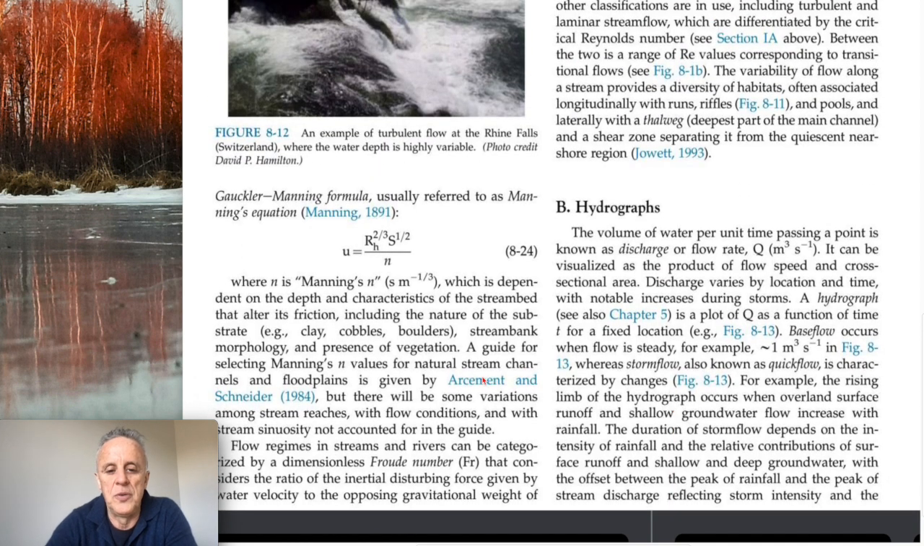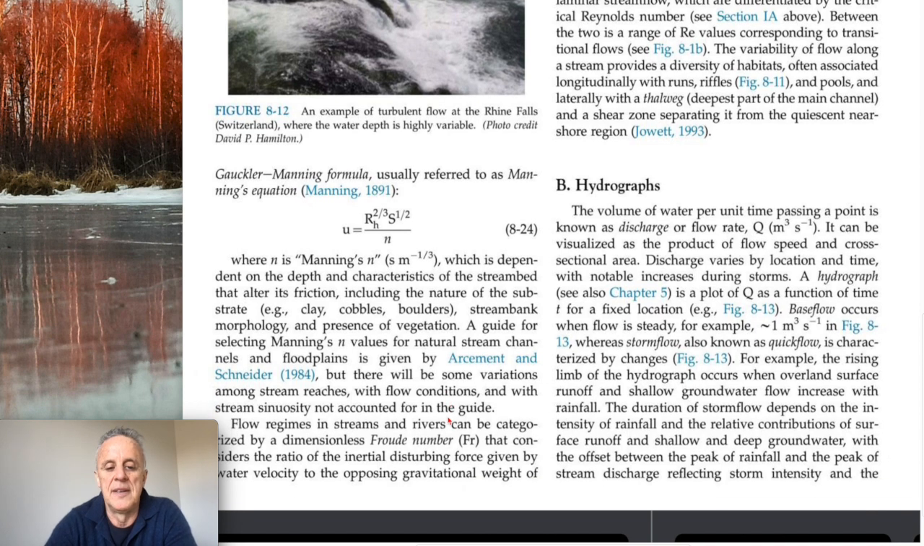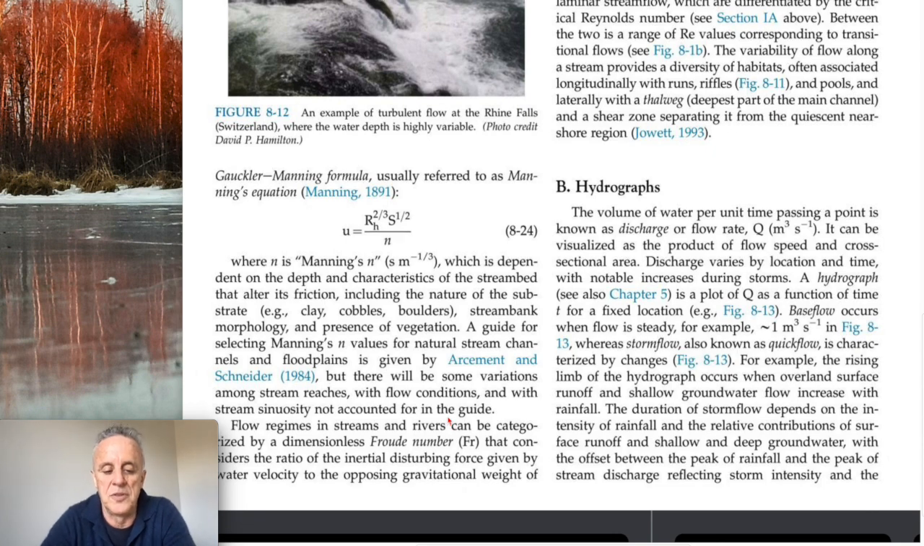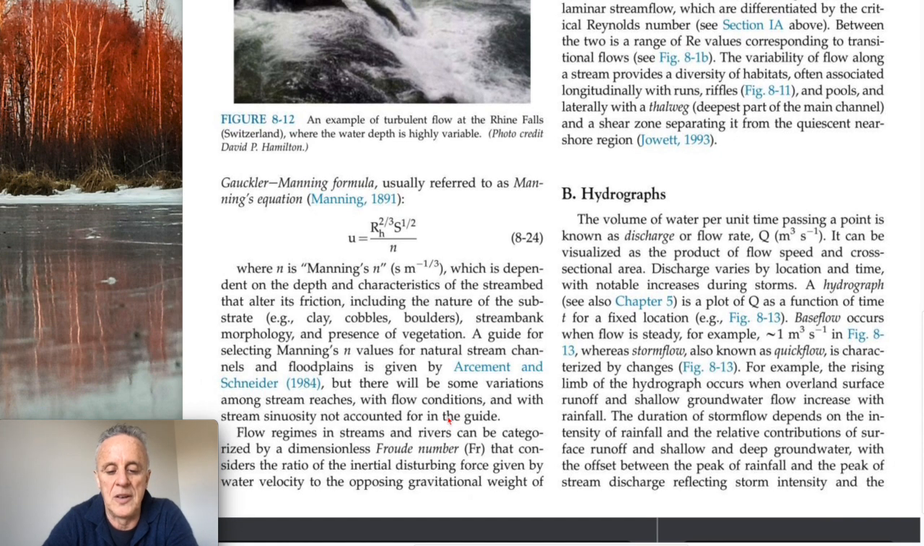Gauckler-Manning formula, usually referred to as the Manning equation, where n is Manning's n, which is dependent on the depth and characteristics of the stream bed that alter friction, including the nature of the substrate, the stream bank morphology, and presence of vegetation. A guide for selecting Manning n values for natural stream channels and floodplains is given by R. Semant and Schneider, but there will be some variations among stream reaches with flow conditions and with stream sinuosity not accounted for in the guide.